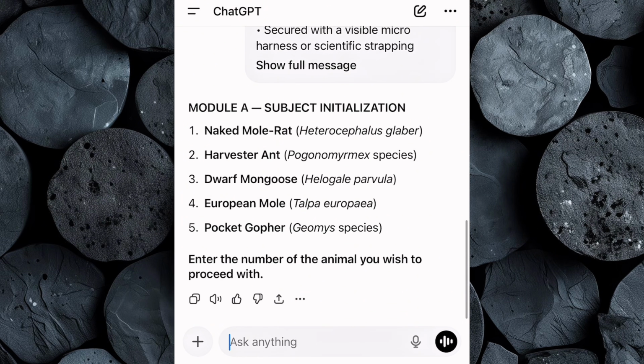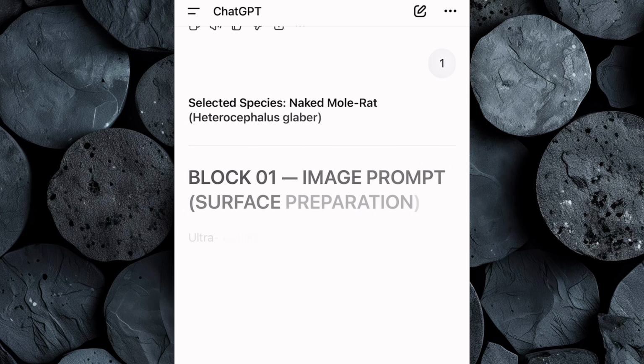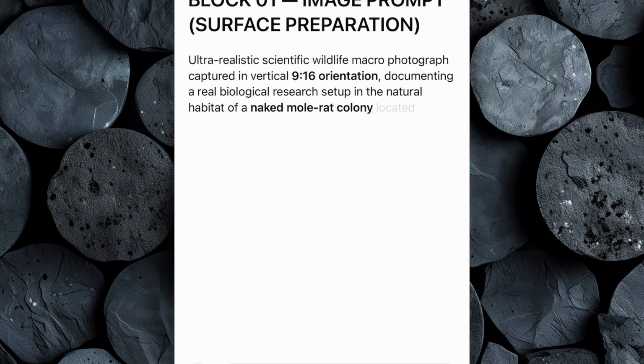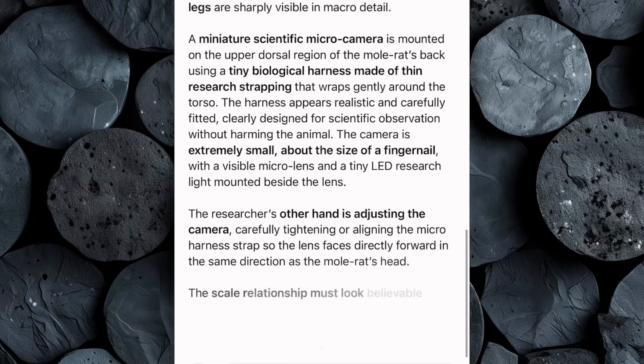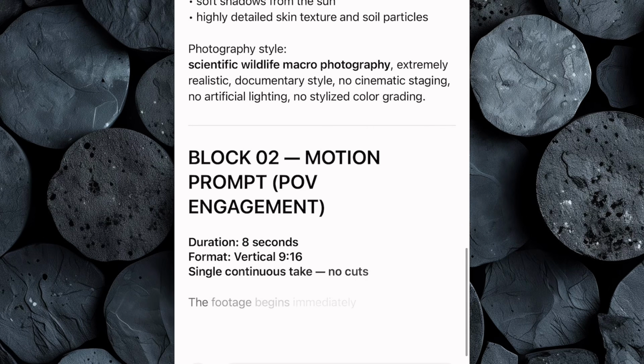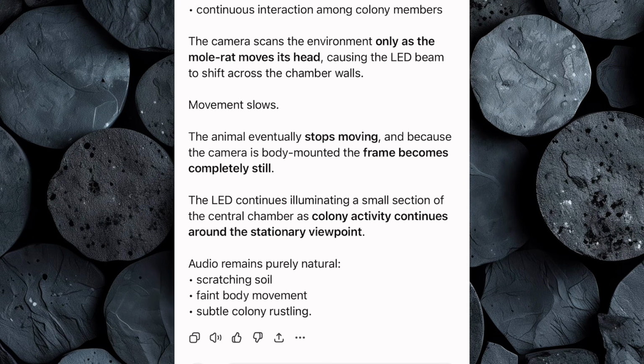To do that, simply type the insect or animal number you selected into the chat box and press enter. In just seconds, ChatGPT will generate one detailed image prompt for creating the initial insect image, along with 5 motion prompts that will be used later to generate the video scenes.